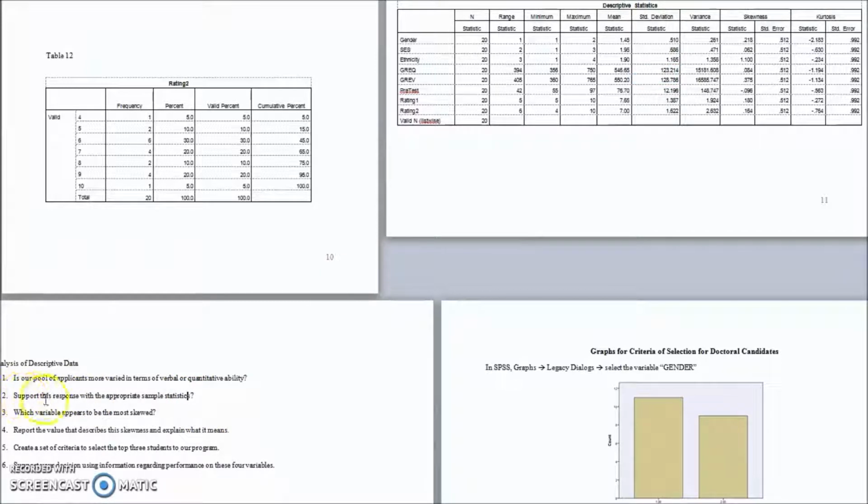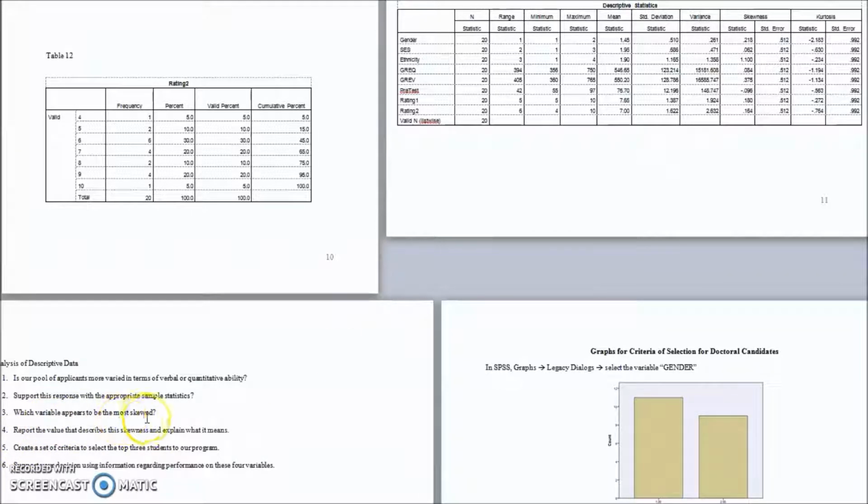So when you're talking about supporting this response with appropriate sample statistics, you need to talk about the variability. The way you can do that is to talk about standard deviation or variance, and then you can talk about how the variance of verbal or quantitative is compared to verbal. I'm like giving out the answers here.